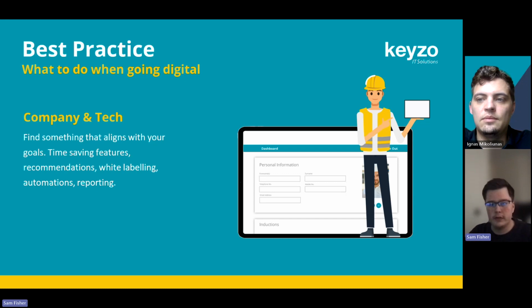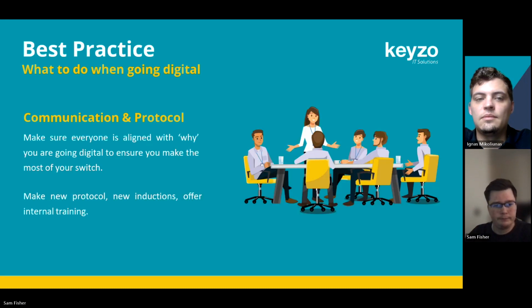So if you have more projects on the go or fewer projects on the go, it's no skin off your nose in managing all of that. It's all still the same. It's all on the same platform. Also look for, on the tech side, supplier assistance, things like recommendations, and any additions like white labeling, something like Kizo does with Induct and Train.